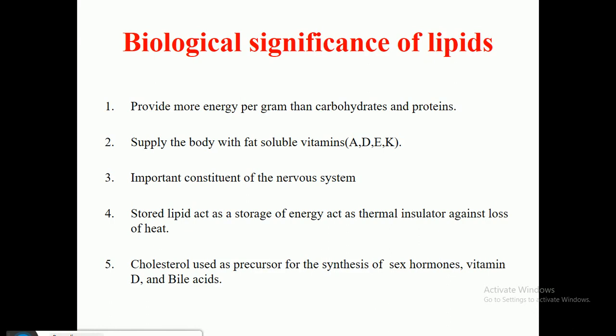Cholesterol is used as a precursor for the production of sex hormones, vitamin D and bile acids. So all the nutrients, whether micronutrients or macronutrients, are required for your physiological activity to maintain a balanced diet.